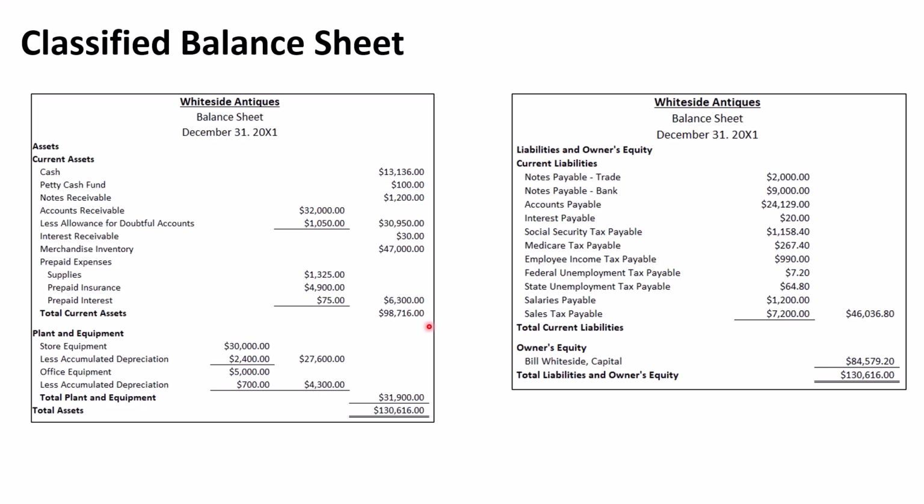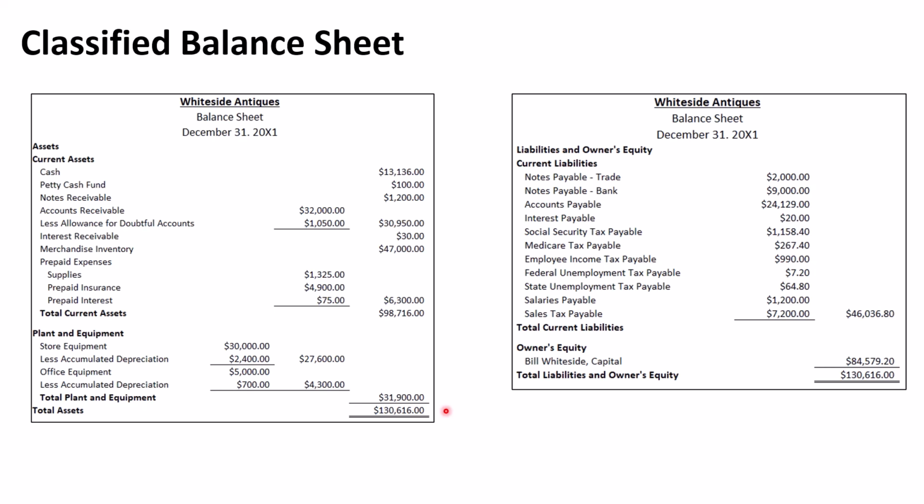Non-current assets or long-term assets consist of plant and equipment. For Whiteside Antiques, they are $31,900. Companies also often use a category called other assets, where the company lists assets that don't fit into the other categories. Whiteside Antiques does not have any other assets, which means that current and long-term assets combined equal $130,616.